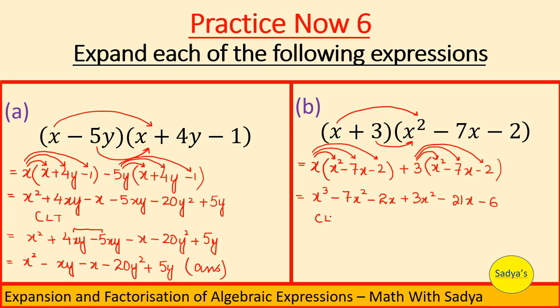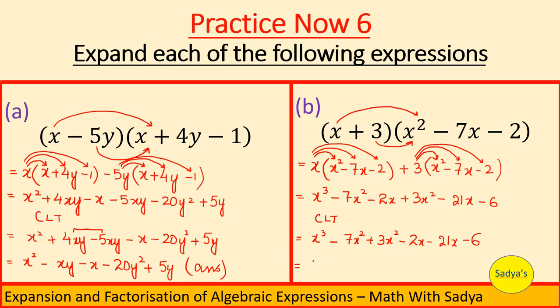Let's collect the like terms. Let's write the like terms together. X cubed, then minus 7x squared. And we have the like term with x squared, which is positive 3x squared. Now let's write the terms containing x as the variable. We have negative 2x and negative 21x. And lastly, the constant, which is minus 6.